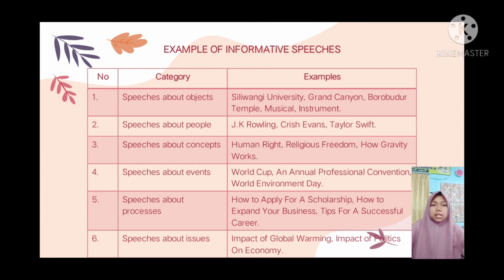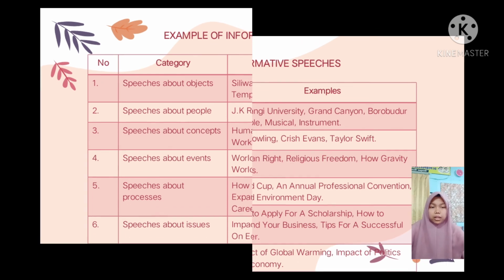The third is speeches about concepts. The examples are human rights, religious freedom, and how gravity works. The fourth is speeches about events like World Cup, an annual professional convention, and World Environment Day. The next is speeches about process. It's like how to apply for a scholarship, how to expand your business, and tips for a successful career. The last is speeches about issues. The examples are impact of global warming or impact of politics on economy.